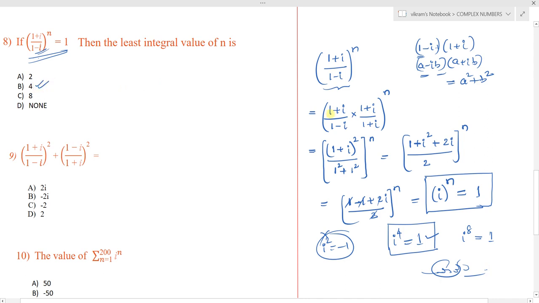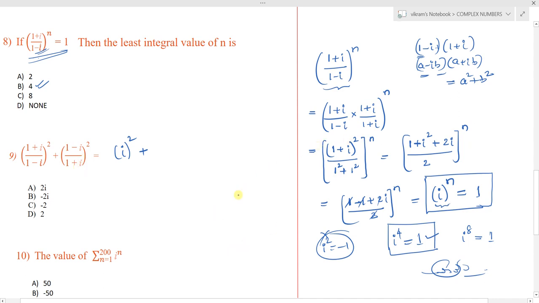Now moving to question number 9. It is a similar problem to the above problem number 8. What is given? (1 plus i by 1 minus i) whole square plus (1 minus i by 1 plus i) whole square. We already found 1 plus i by 1 minus i in the above problem, where we obtained the result as i. So i square we are getting.